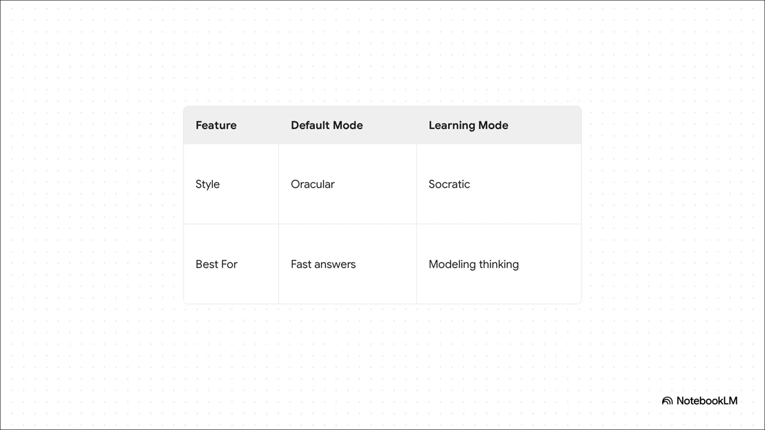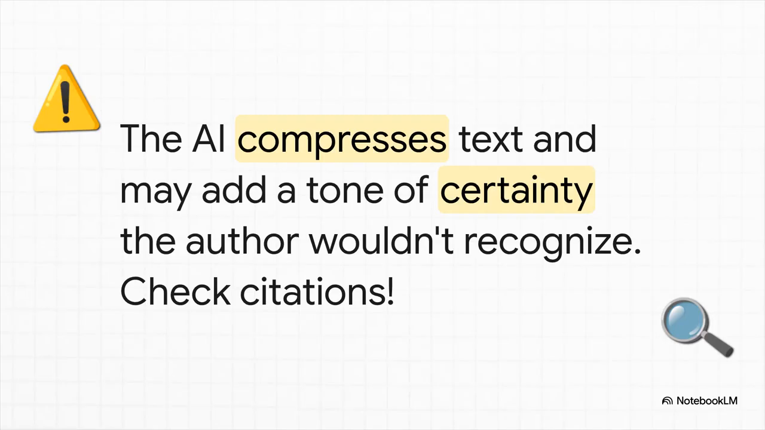While default mode is your absolute go-to for rapid, direct lesson prep when you just need an answer fast, learning mode is this brilliant, highly underused feature. Learning mode is Socratic. It actually asks you questions. It's an incredible tool for sitting with a dense academic text and modeling the slow, analytical reading you ultimately want your students doing. But a quick word of warning from your mentor. Watch out for interpretive overconfidence. Because the AI compresses text, it might add a tone of absolute certainty that the original author wouldn't even recognize.